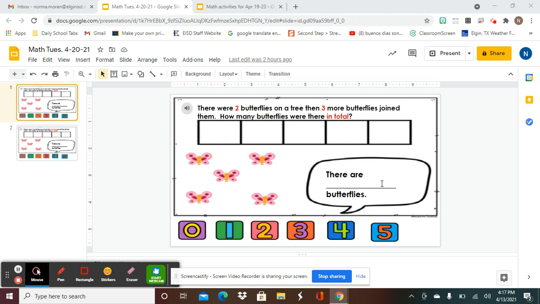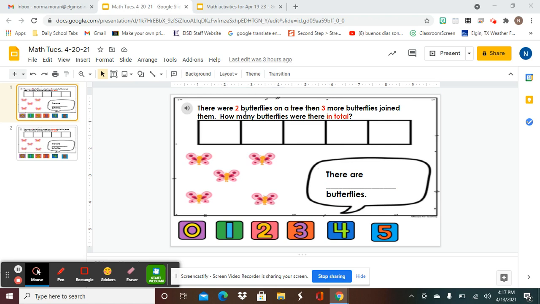Remember, down here is where you're going to put your answer. So the answer could be 0, 1, 2, 3, 4, or 5. And we're going to use this 5 frame. Remember, this one's a 5 frame because we only have 5 squares. Look, 1, 2, 3, 4, 5. We have to move our butterflies up here. And the amount of butterflies that you're going to be moving depends on your word problem.